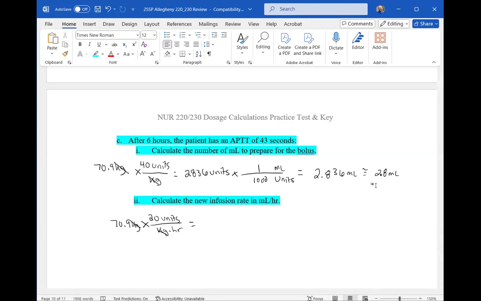I'm going to do the same thing for my infusion rate. 70.9 times 20. Oh, I think I did something wrong here. 70.9 times 20. Oh, there we go. And I'm going to get 1,418 units per hour.